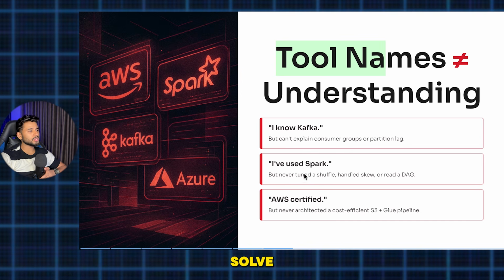Suppose you have worked with Spark, but you have never tuned the shuffle. As a fresher, I will not expect this, but this is for the experienced people who might also be seeing this video. Like many people I have seen who are AWS certified but never architected any cost-efficient S3 plus Glue pipeline. So what kind of certification can rectify those things?